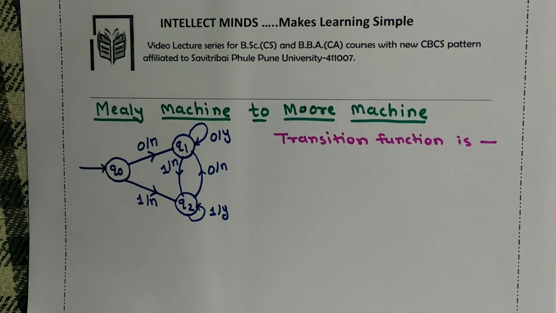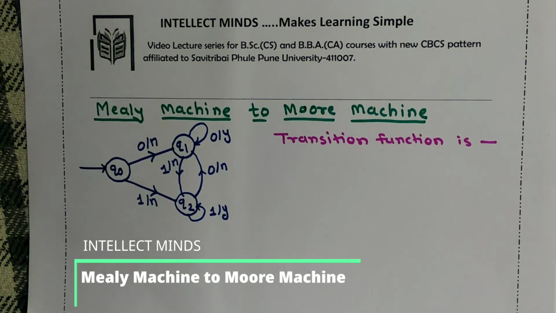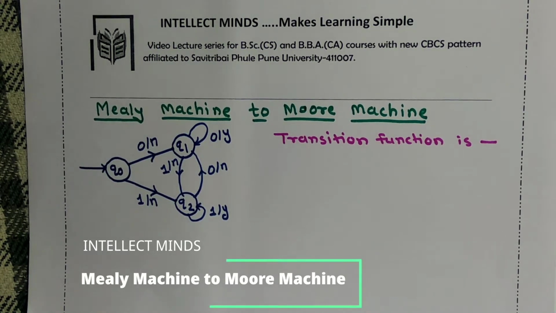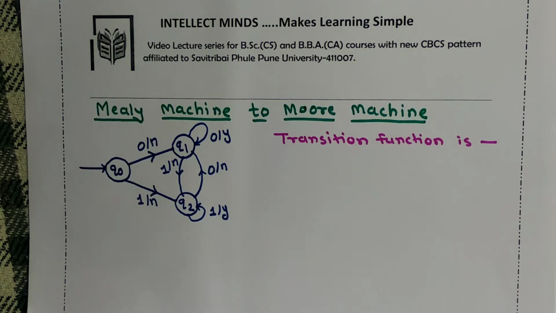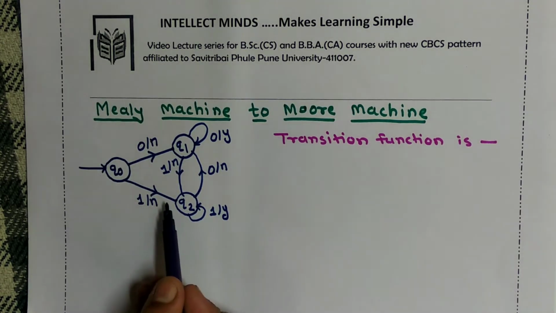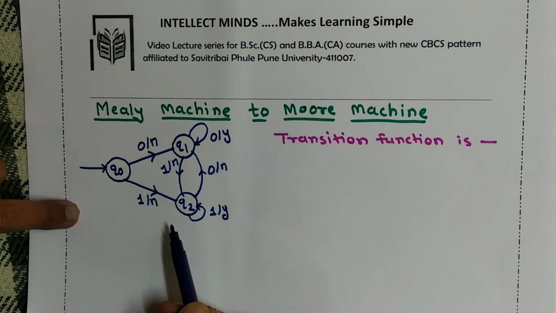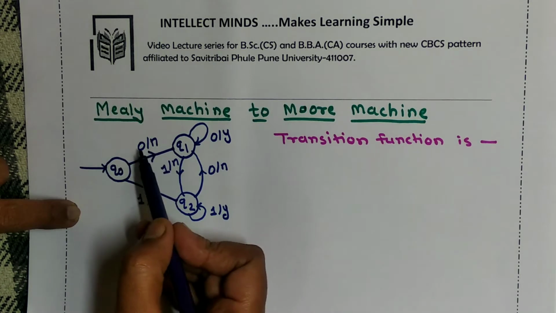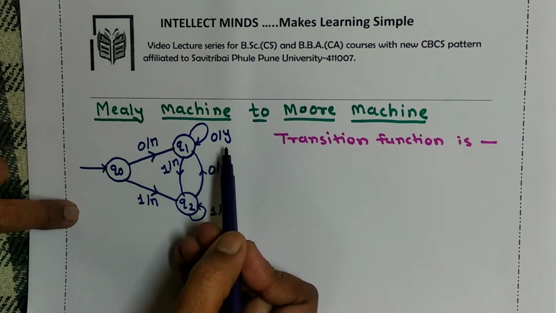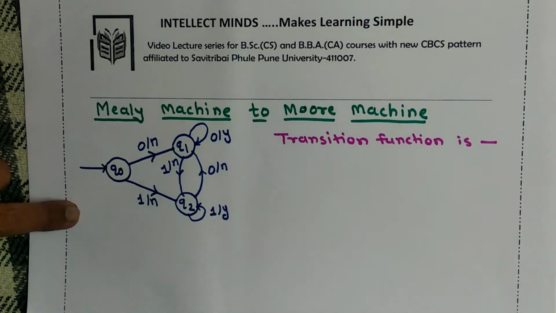Hey guys, in the last lecture, we learned about the Moore and Mealy machines, which are finite automata that give output. In this lecture, we will learn how to convert the Mealy machine to the Moore machine. See, the example is given. In the example, a Mealy machine is drawn with three states, Q0, Q1, Q2, on the inputs 0 and 1, and it gives the output as N and Y.